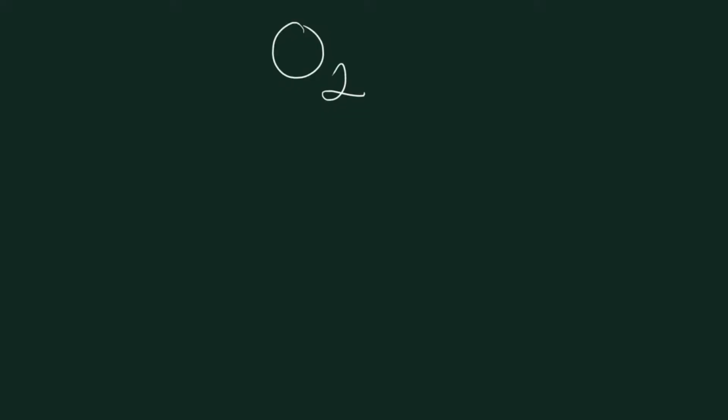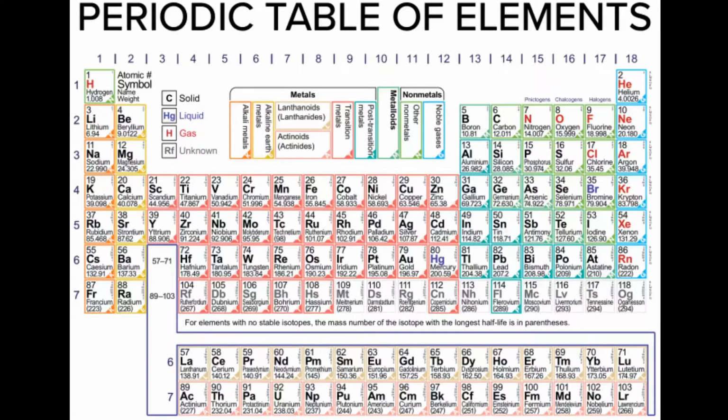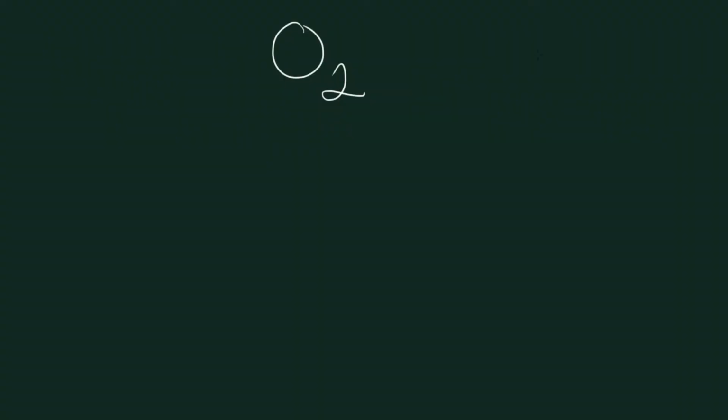Alright, let's start with an example for oxygen. Remember the first step: we count all of our valence electrons. We have 2 oxygens. If you look at a periodic table, oxygen has 6 valence electrons since it's in group 16. So for O2, each one has 6 valence electrons, and since we have 2 oxygens, we multiply by 2. So we'll have 12 valence electrons.